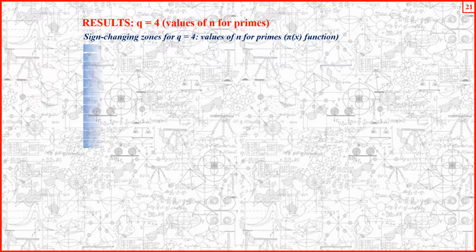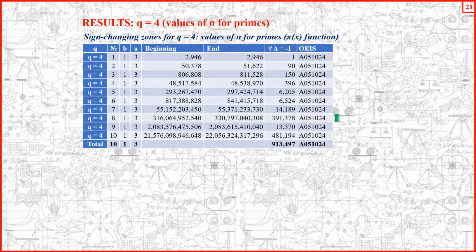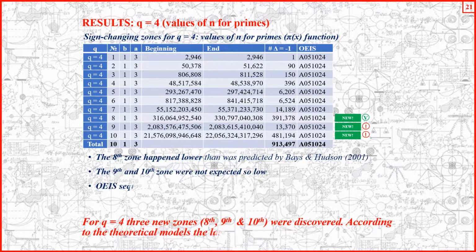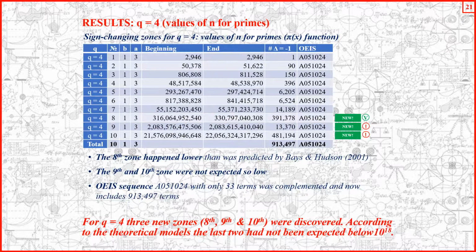In addition, for this and other cases, we define zones not only with primes, where they happened, but also with the corresponding values of prime pi function. This has never been done before. Bays and Hudson, as well as other researchers, always used primes for zone definition, not their count.